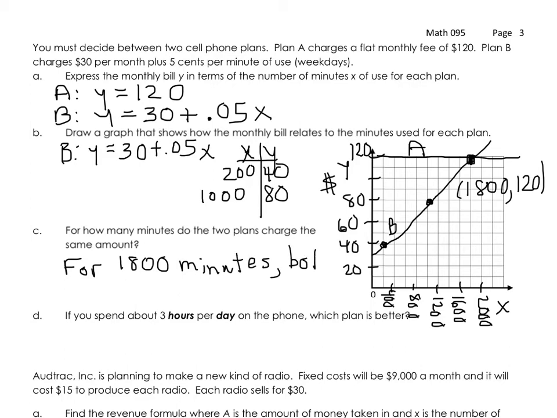Both plans charge $120. Hope you can see that's a 1 there. $120. If you spend about 3 hours per day on the phone, which plan is better?